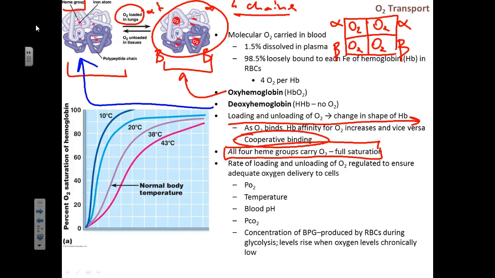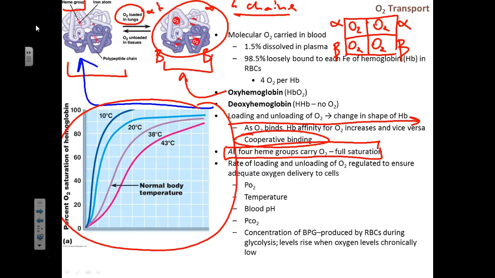Okay? Now, we can change the rate of loading and unloading, regulating the saturation of hemoglobin, and that allows us to regulate the oxygen delivery to the tissues. We're going to talk a lot about this graph in the next several slides. I know it looks scary, but I'm going to repeat it multiple times.